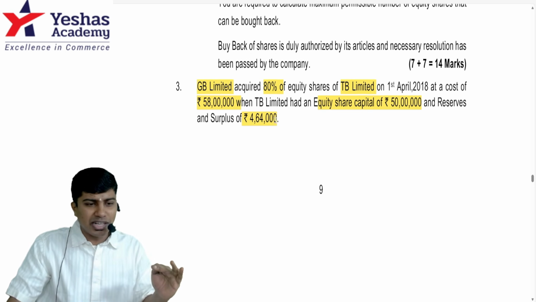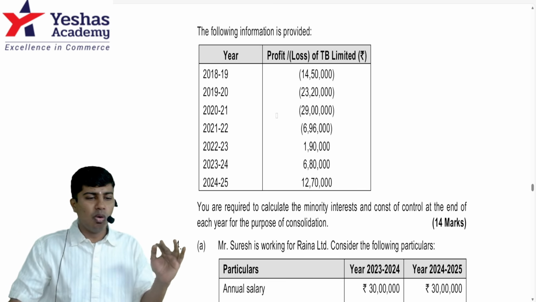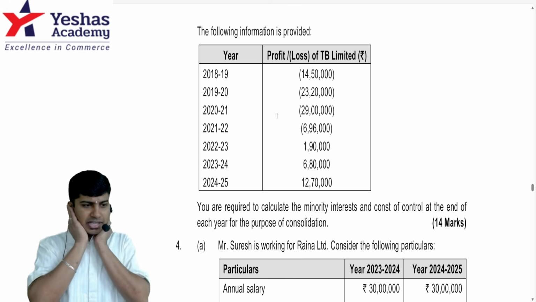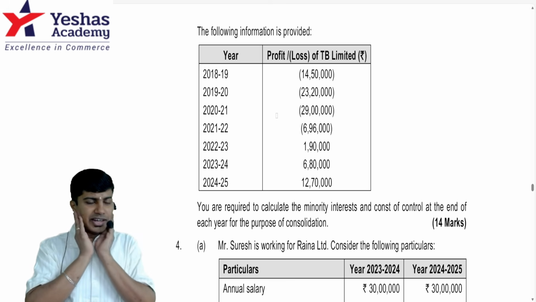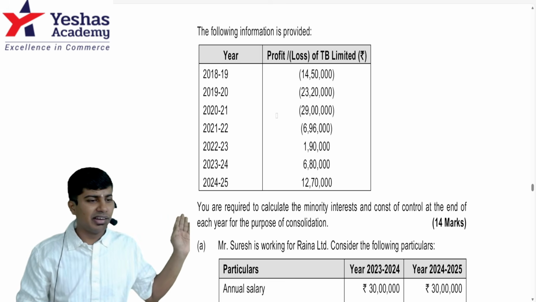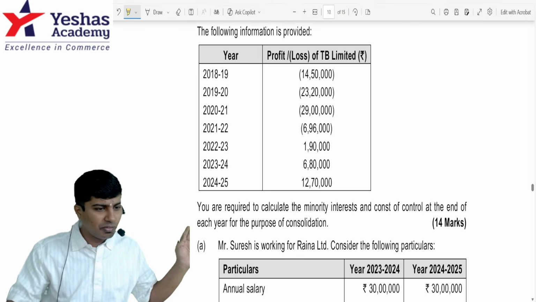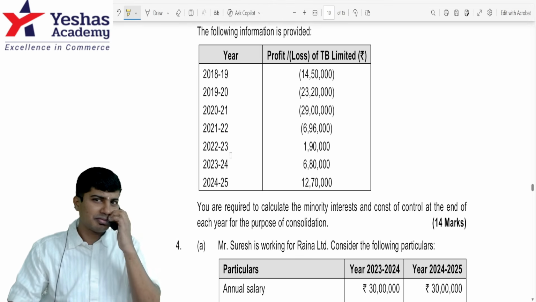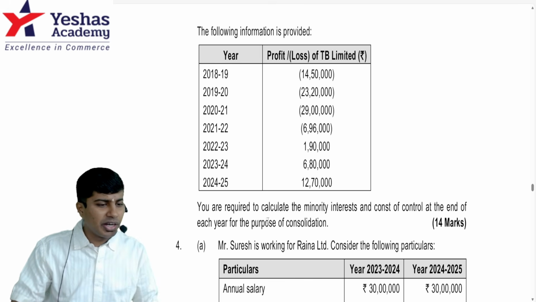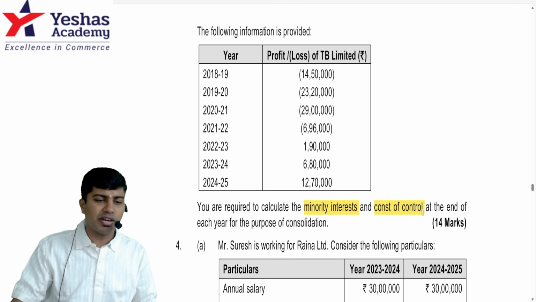If you just glance through the next paragraph, oh my God, what is this? They've given 18-19, 19-20, like an IPL season. 18-19, 19-20, 20-21, 21-22, 22-23, 23-24, 24-25. How many years have they given? 1, 2, 3, 4, 7. You are required to calculate minority interest and cost of control.